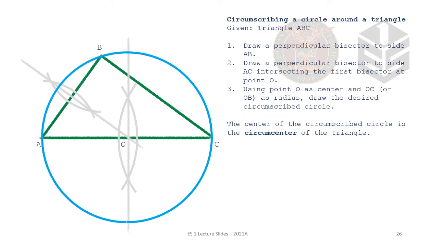As you may have guessed, the center of the circumscribed circle is the circumcenter of the triangle. So we have the incenter, the center of the inscribed circle, and we have the circumcenter, the center of the circumscribed circle. So those are the techniques for arcs and triangles. I hope you find the time to practice, and I hope you enjoy this part of ES1.